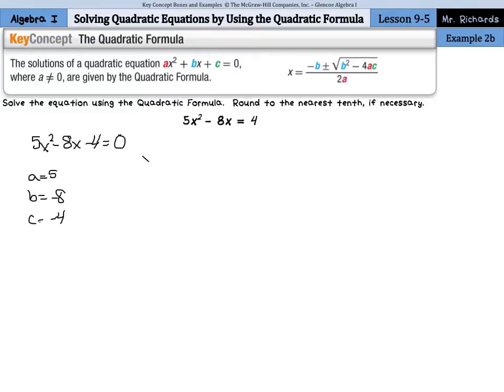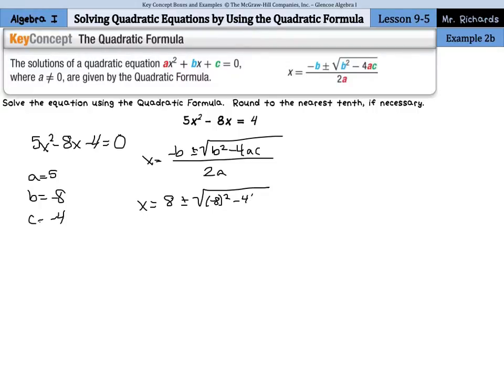So when I have x equals negative b plus or minus the square root of b squared minus 4ac all divided by 2a, I can now substitute in my numbers. X is going to equal the negative of negative 8 is 8 plus or minus the square root of negative 8 squared minus 4 times 5 times negative 4 all divided by 2 times 5.